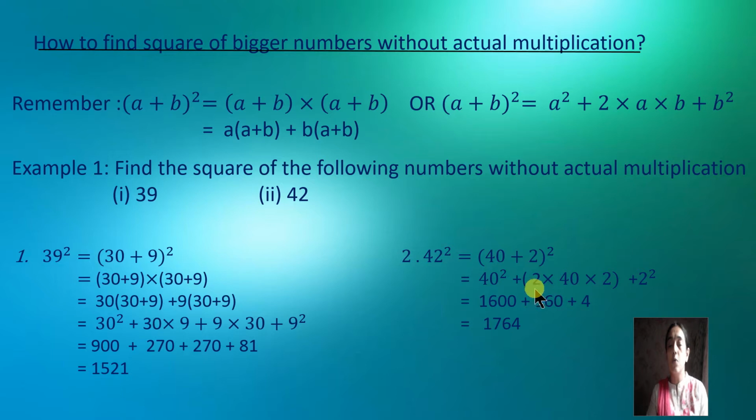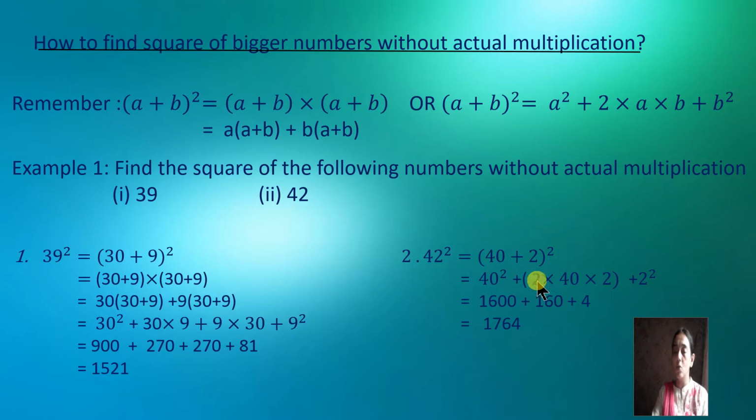So 40 square is 1600. There is 1 zero, so it becomes double zero, and square of 4 will be 16. Now here 2 into 40 is 80 and 80 into 2 is 160. And square of 2 is 4. So you get 1764.